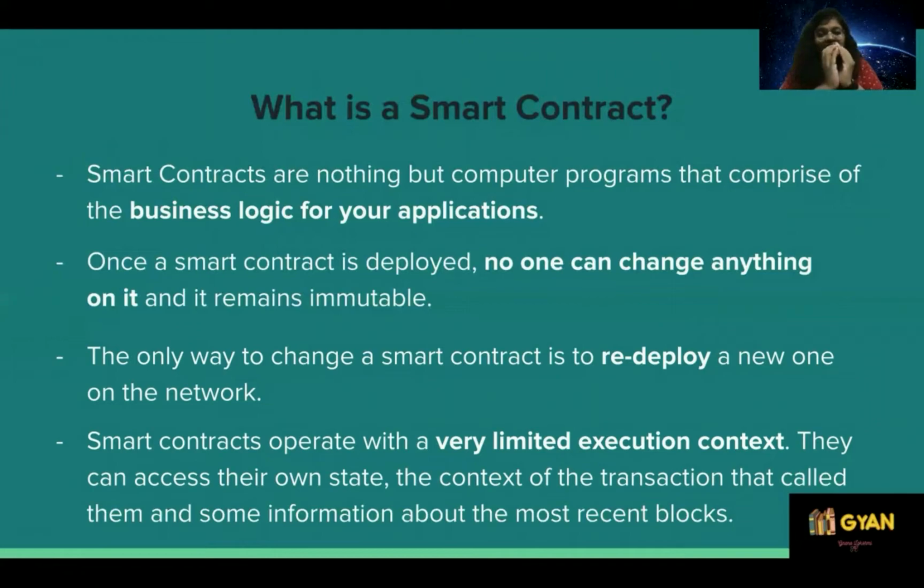But smart contracts, as such, do not work with all of these blocks that are a part of the blockchain, right? By default, they operate with a limited execution context so that they can focus on what they are meant to do. They can access their own state, the context of the transactions that are happening that is related to that smart contract, and some information about the most recent blocks is what you can access, or you should preferably access from your smart contract.